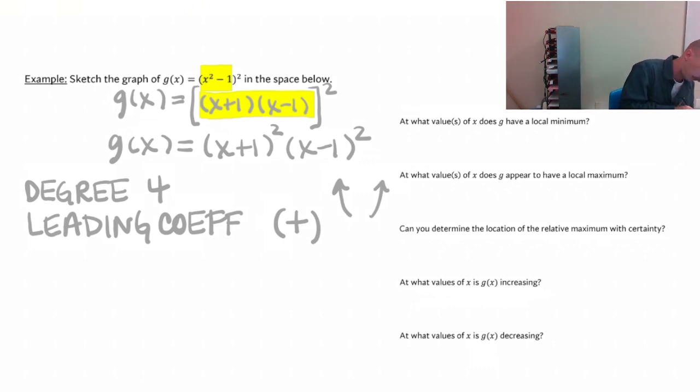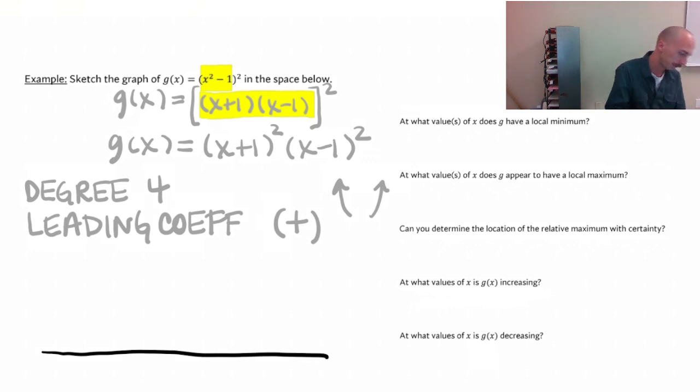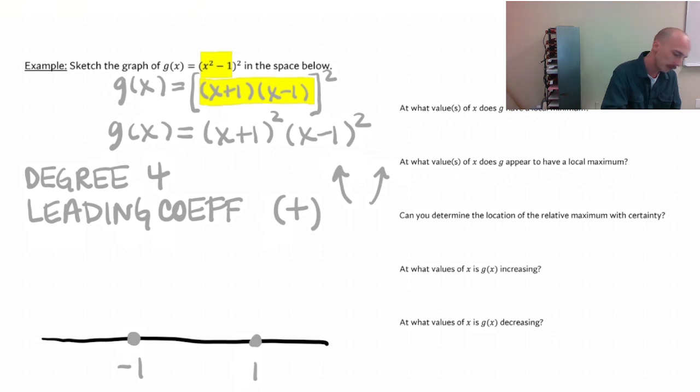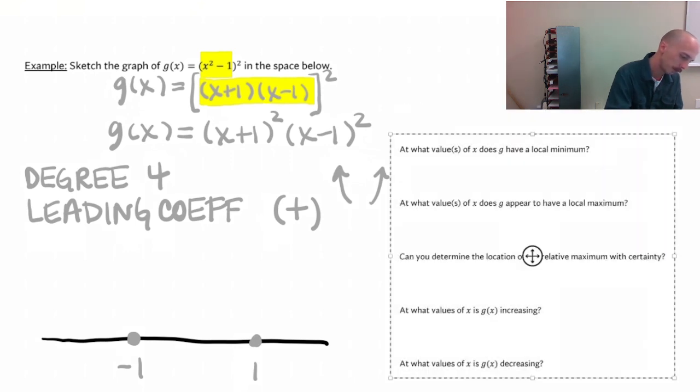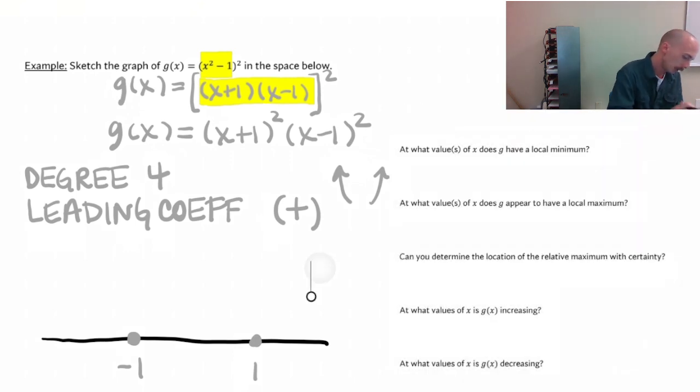So I think we're ready to sketch the graph of this thing, because we know that there's a double root at x equals negative 1 and a double root at x equals positive 1. Oh, it's pretty much off my shot. Oh, but then this is 2. That's a shame. Okay, hopefully that works. Yeah, that's good. Okay, and so the graph comes from above.